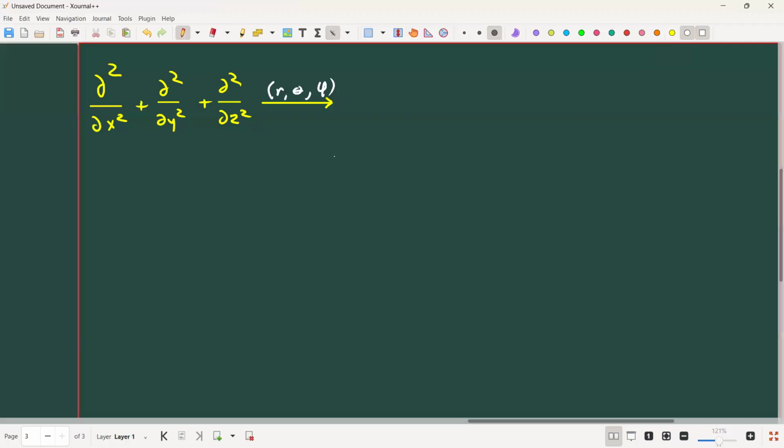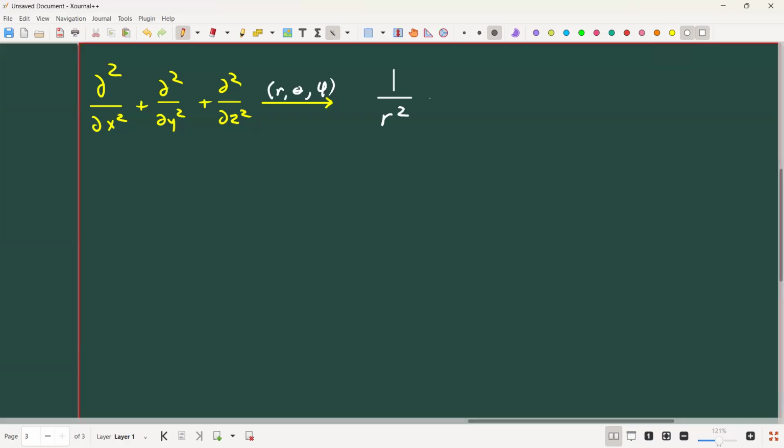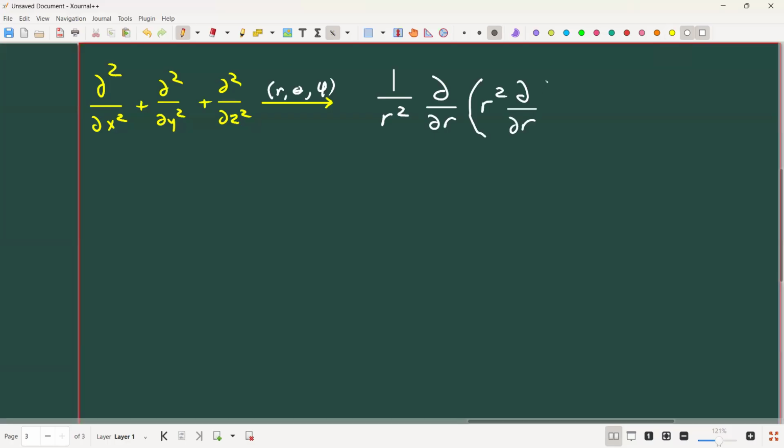And so I'm going to break it down into 3 separate terms. There's an x term, a y term, and a z term. There's going to be an r term, a theta term, and a phi term. So we'll break them down into 3 terms, and we'll do the r term first. And as you can see very quickly, the term for radial looks very complicated.